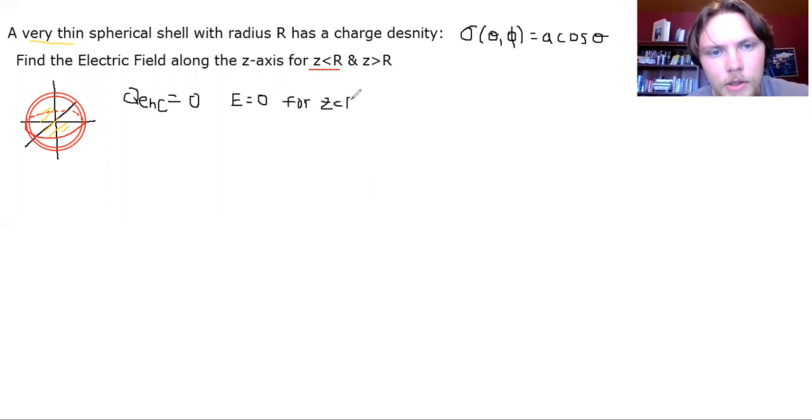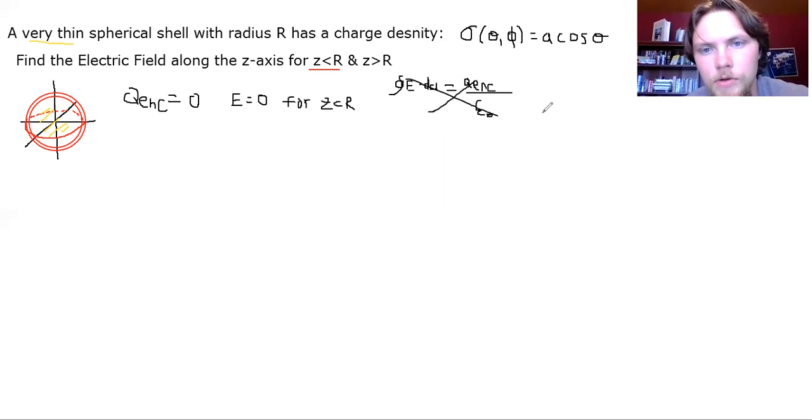It's a bit more tricky for z greater than r. And we can't use Gauss's law because Gauss's law applies to a uniform charge, and our charge depends on sigma, and that sigma ranges with the angle theta. So we can't use Gauss's law here, but we can use this equation.